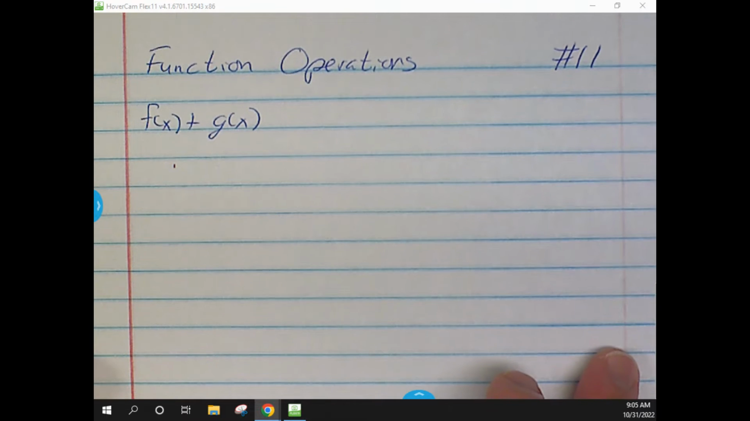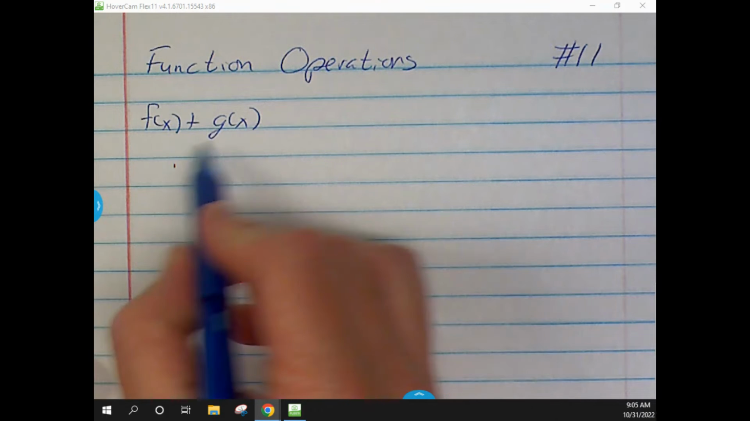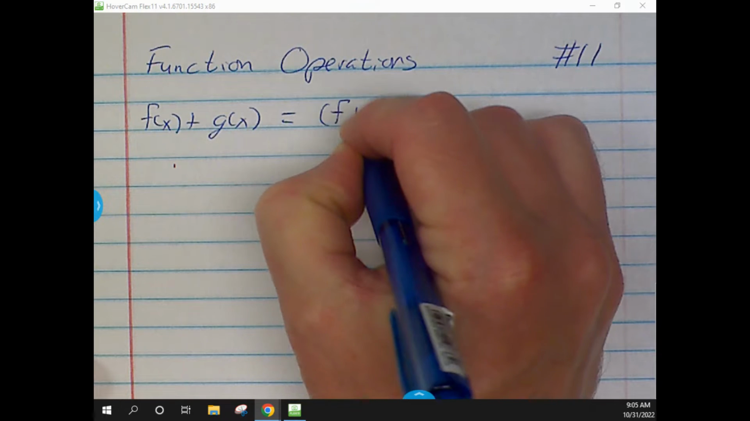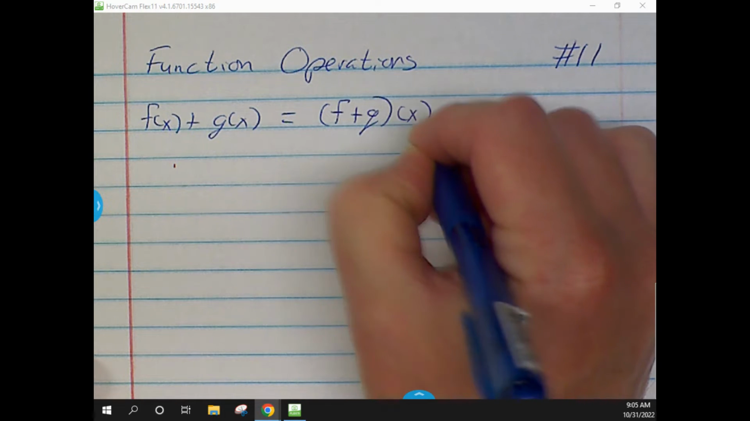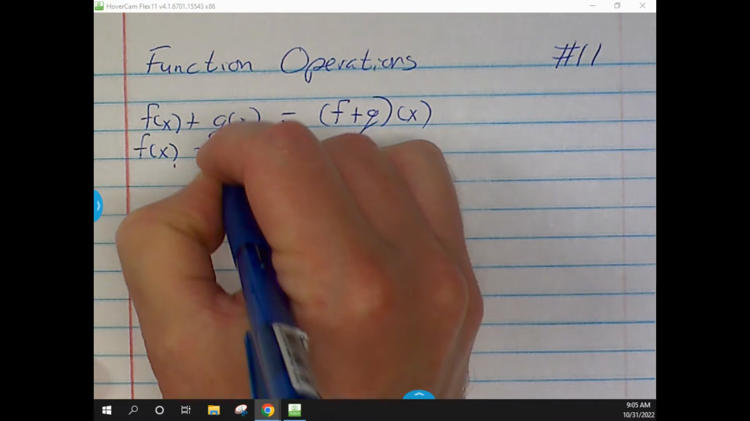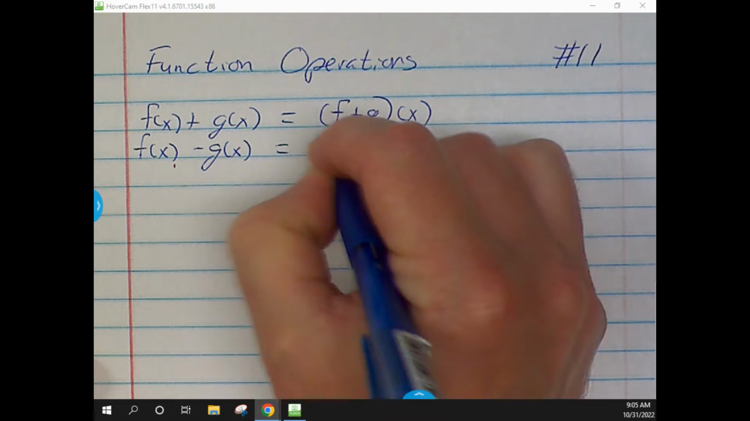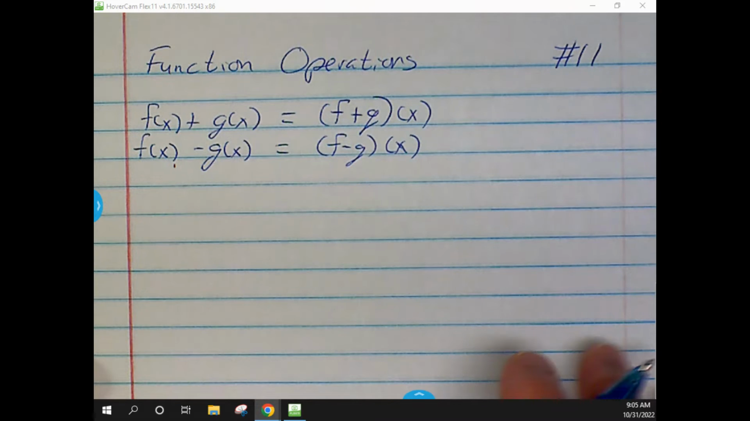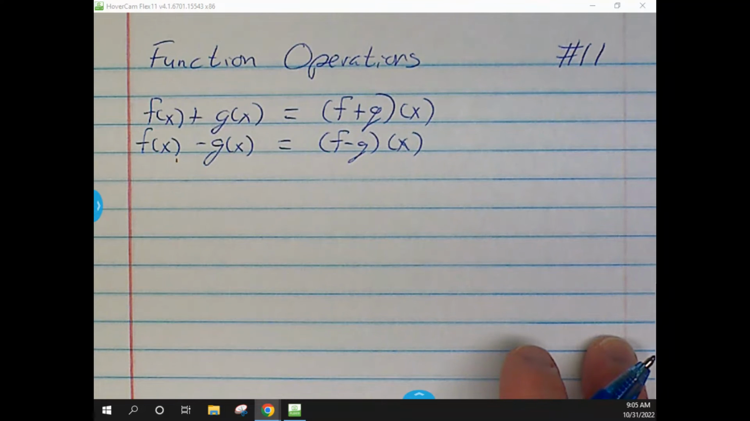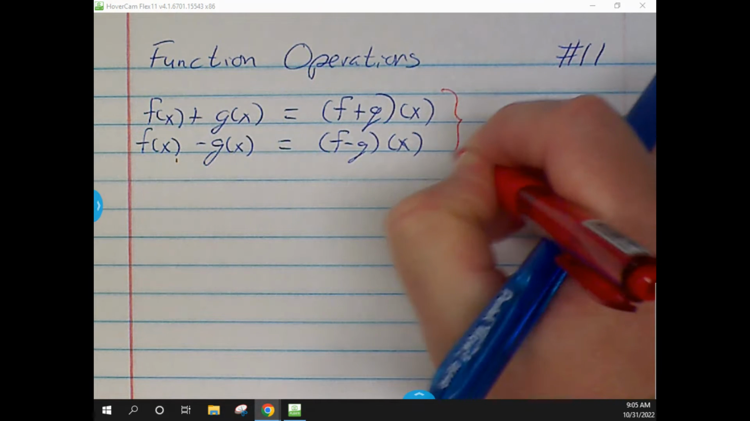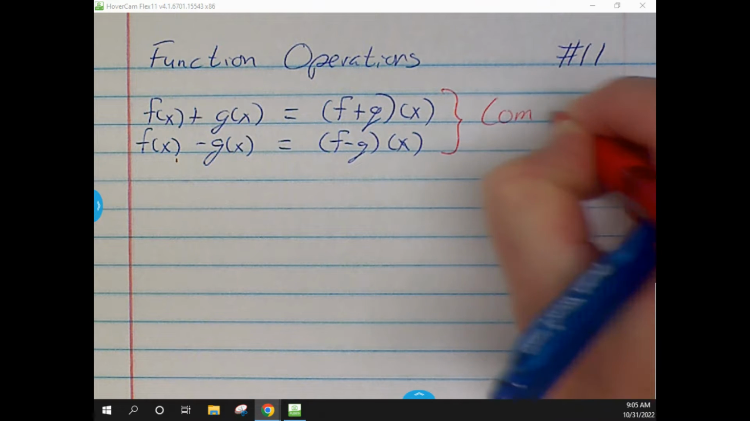And there's basically two different ways you can write these out. You can either have f of x plus g of x for two functions, or you could have f plus g of x. For subtraction, pretty much the same thing. Now, as far as what we're doing, this will be a good review, because for addition and subtraction, the only thing you're really going to do is combine like terms.